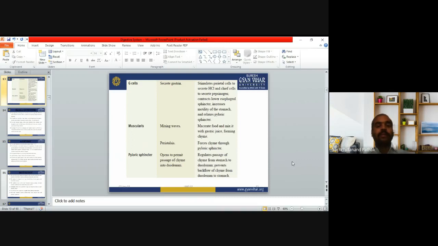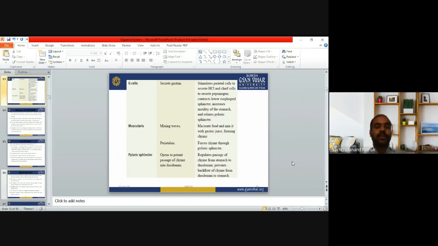The muscularis helps in mixing the food. It macerates the food and mixes it with gastric juice, forming the chyme. G cells and the muscularis are different things, but sometimes you can see similar actions. The G cell stimulates the parietal cell to secrete HCl and the chief cell to secrete pepsinogen, contracts the lower esophageal sphincter, increases the motility of the stomach, and relaxes the pyloric sphincter, while the muscularis helps in mixing the food, macerating it with the gastric juice, forming the chyme.